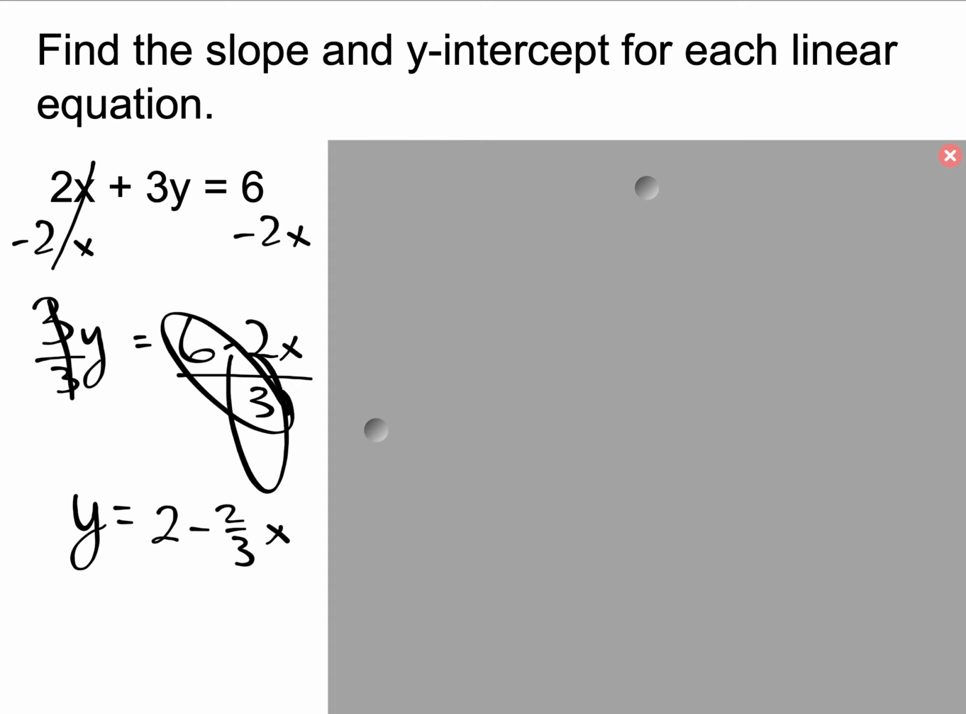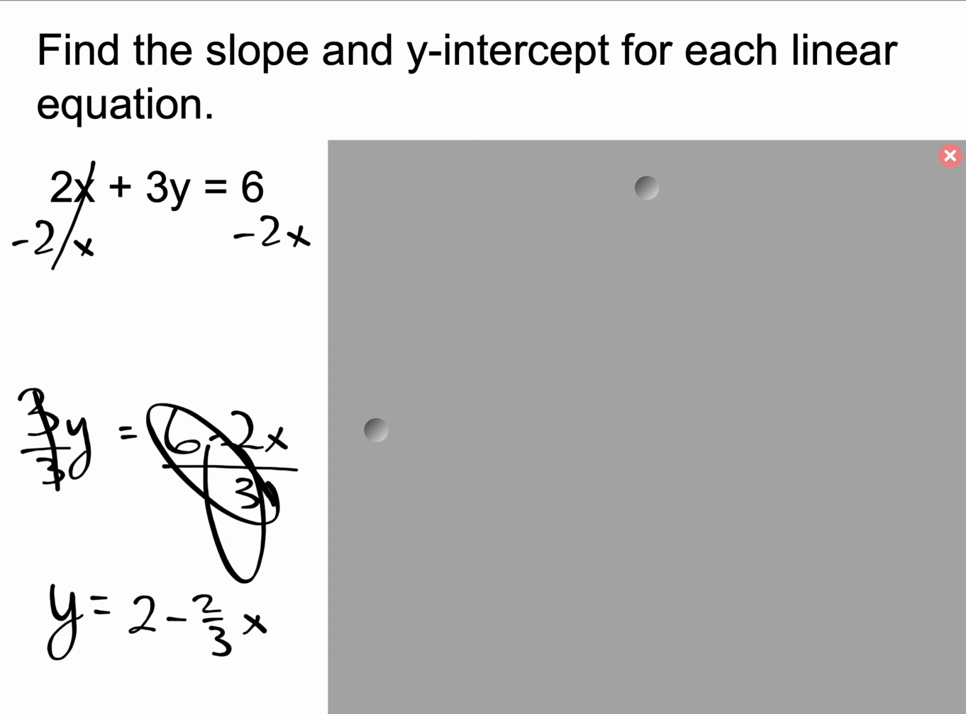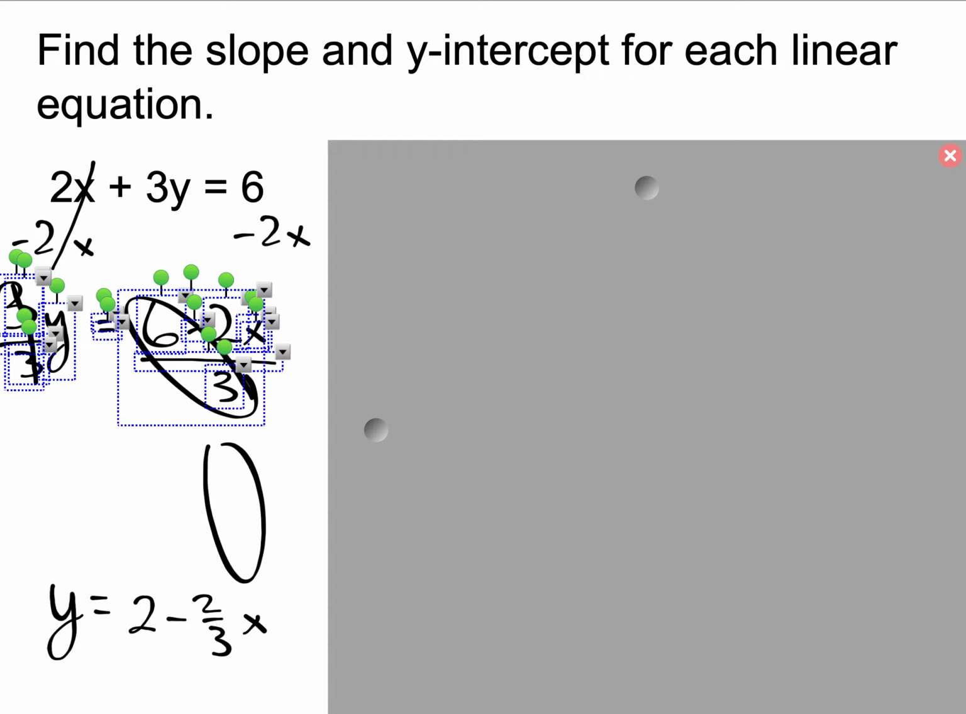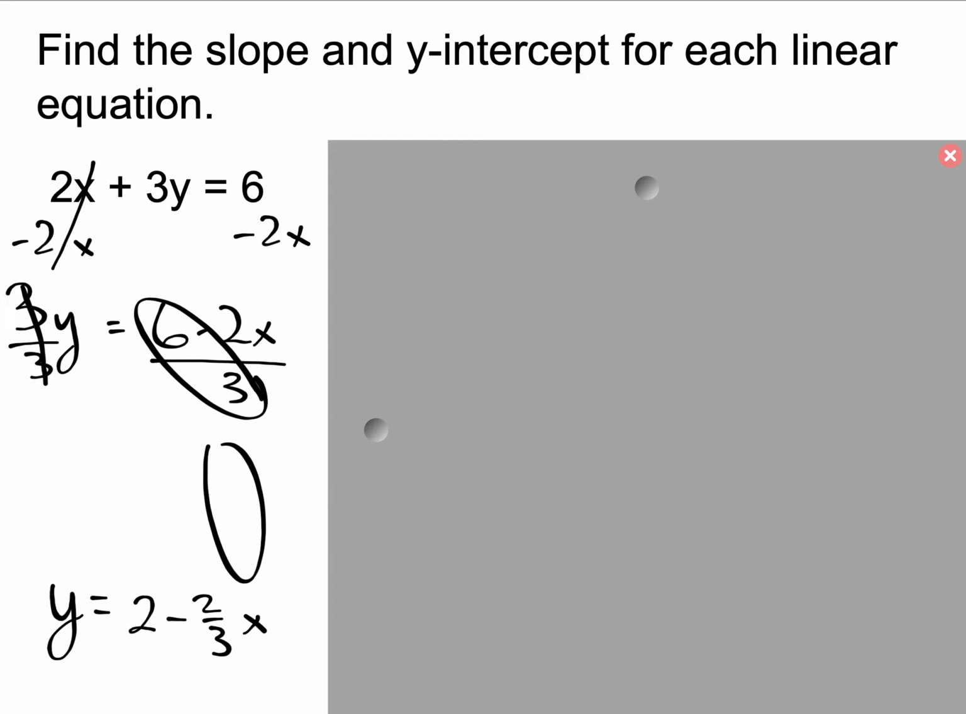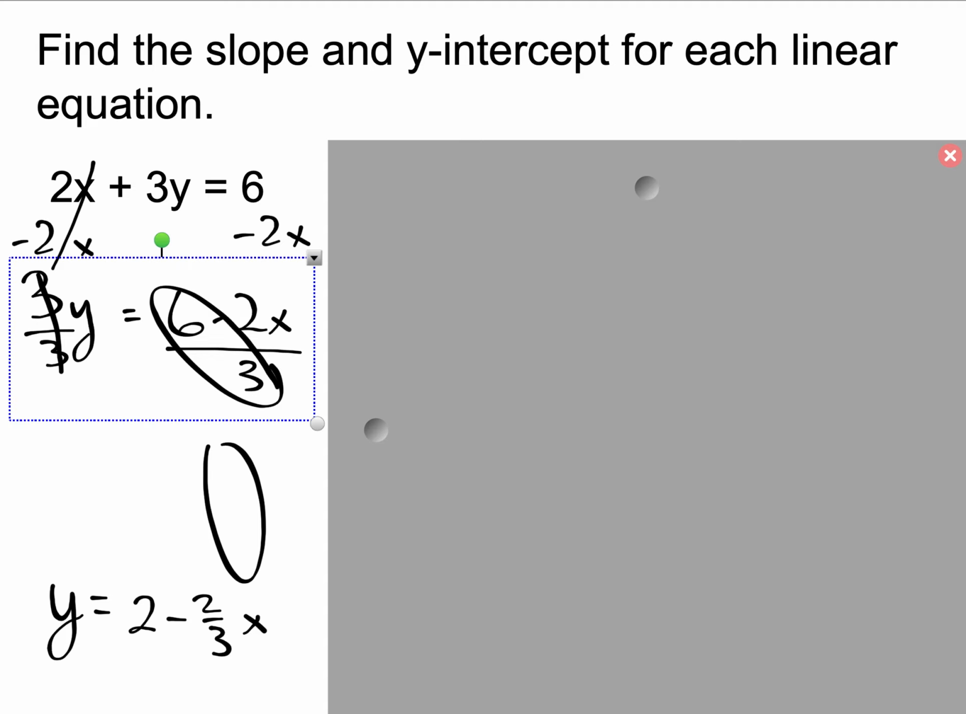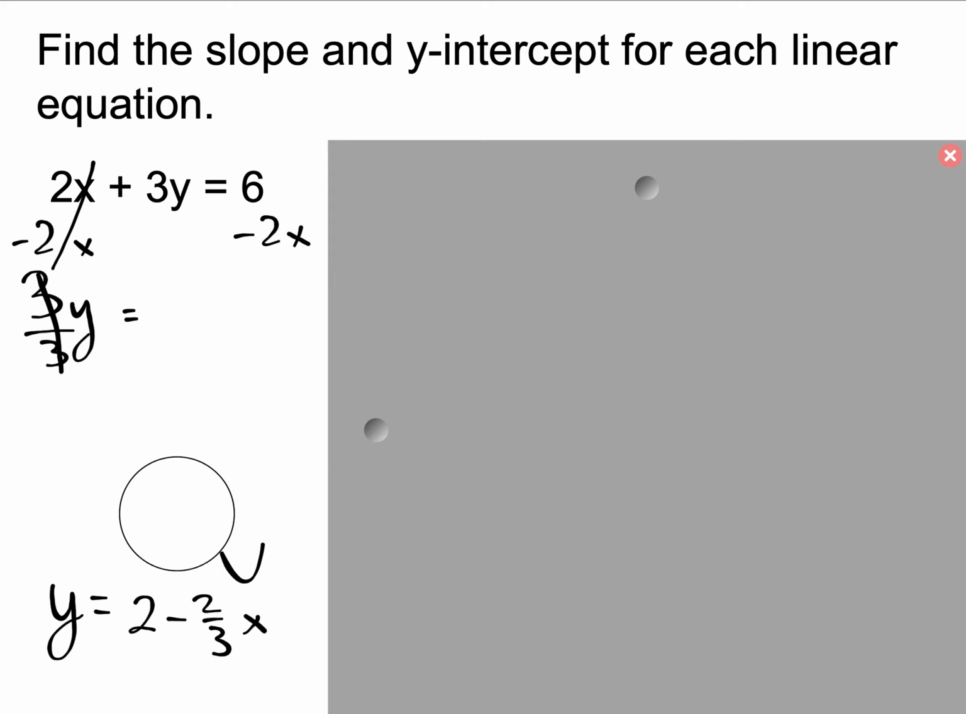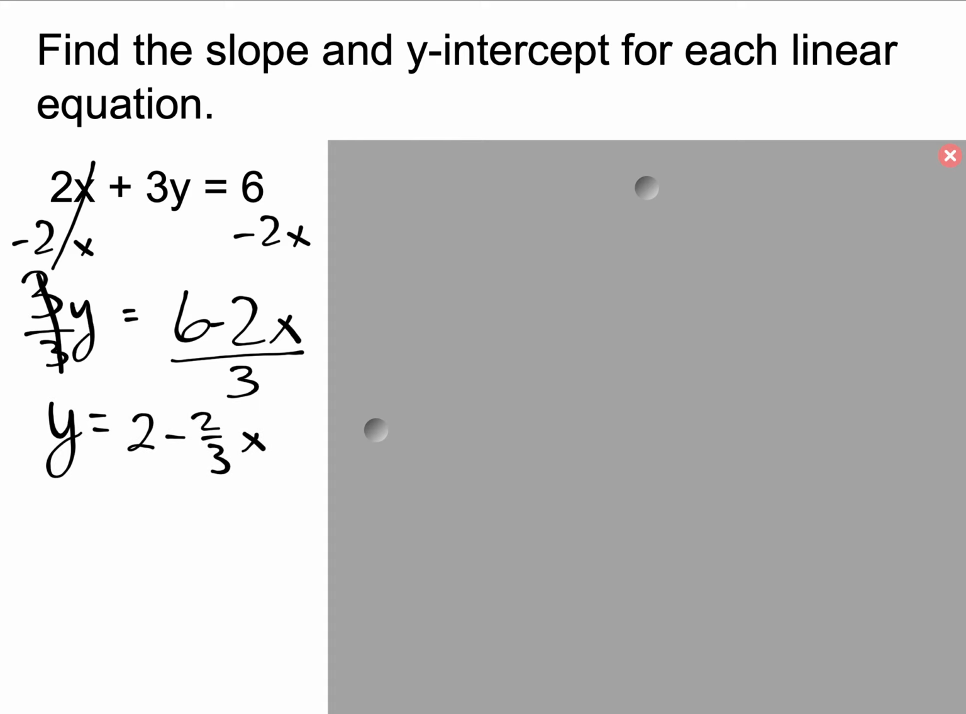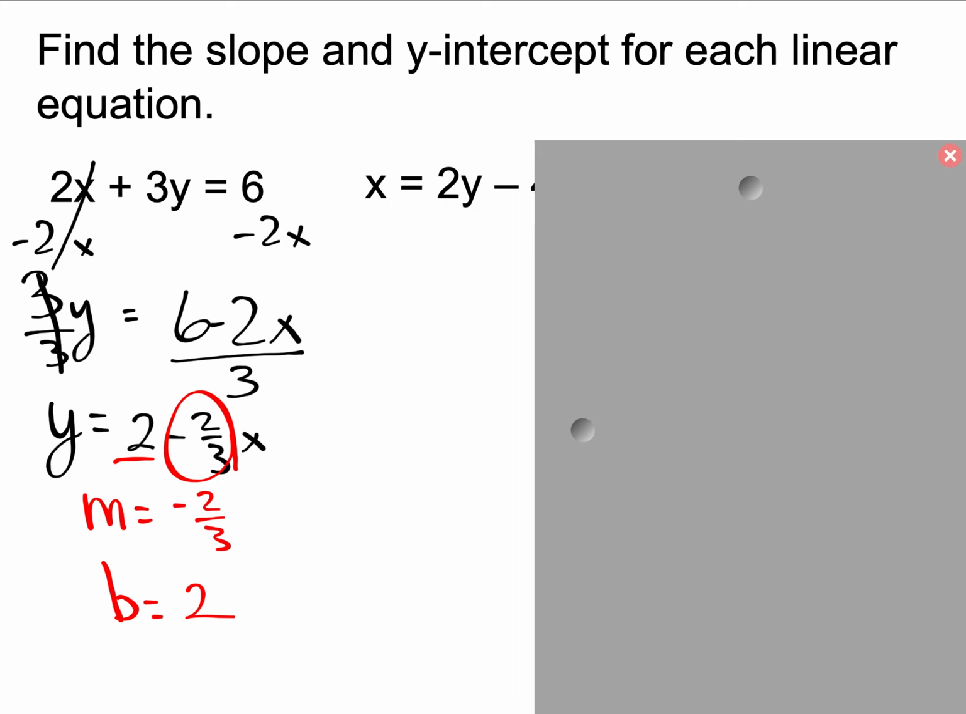I kind of want to clean that up a little bit. Okay. And then we can identify the slope and intercept. The slope is the number in front of x, -2/3, the coefficient of that term, and the y-intercept is the number without x on it, in this case 2.